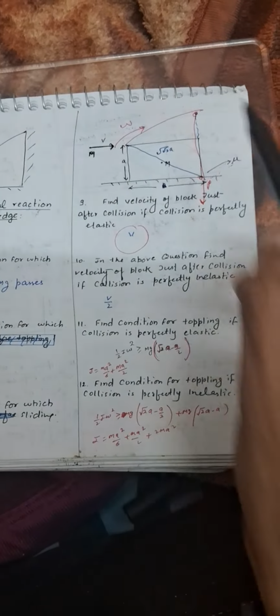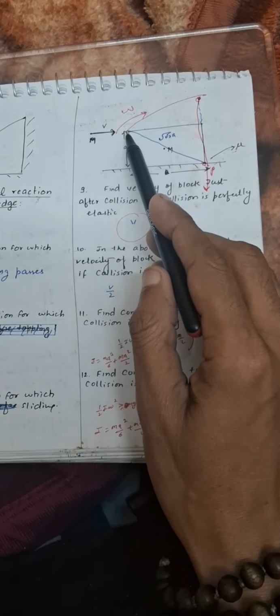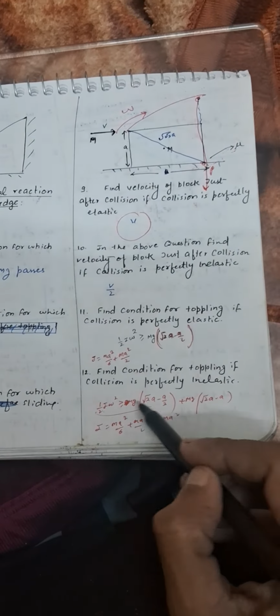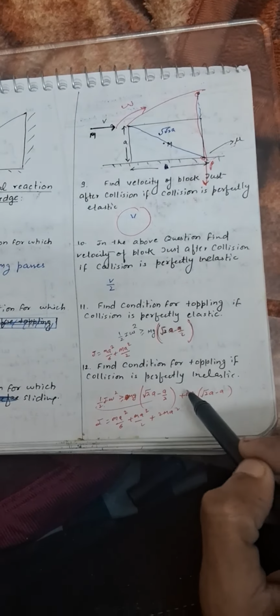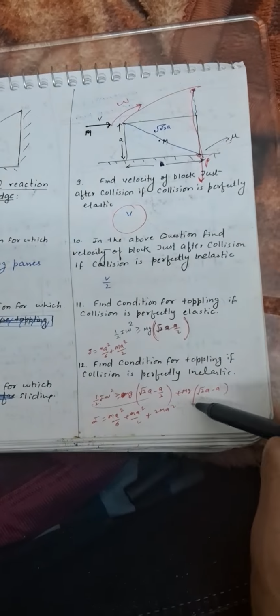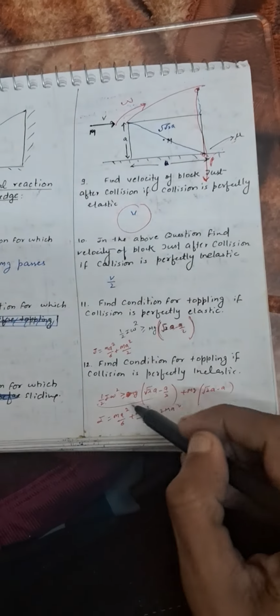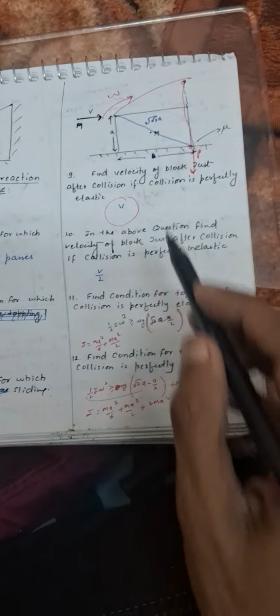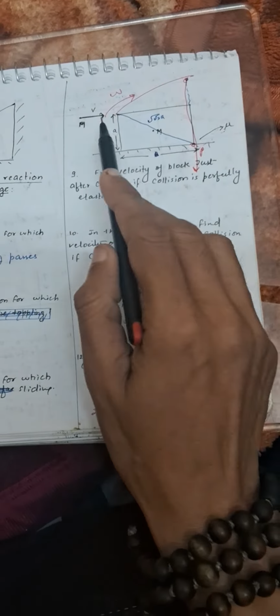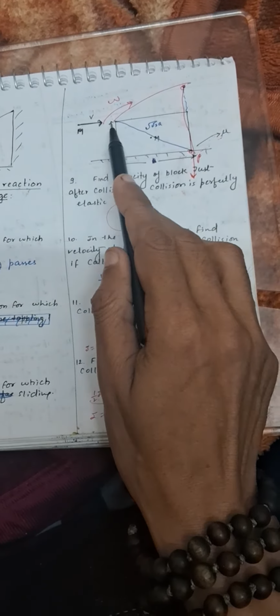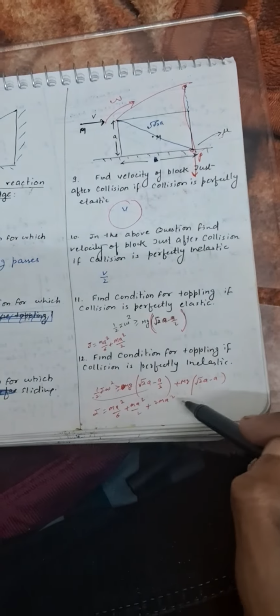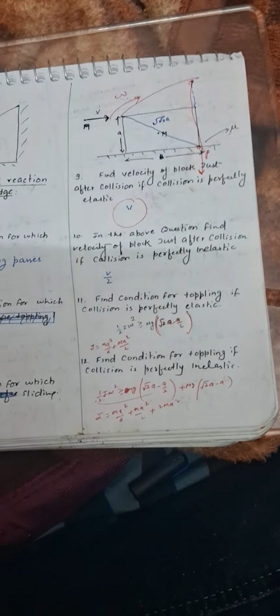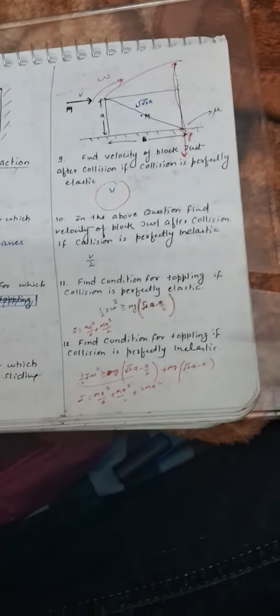If the collision is perfectly inelastic, that means this mass will also be considered. Here again the condition is the same, and we have taken the increase in potential energy of this mass as mg into root 2a minus a, and I as the initial moment of inertia of the cuboid plus the moment of inertia of this block about this axis. The distance is root 2a, so the moment of inertia is m into root 2a whole square, which is 2ma square. In this way we can find the conditions.